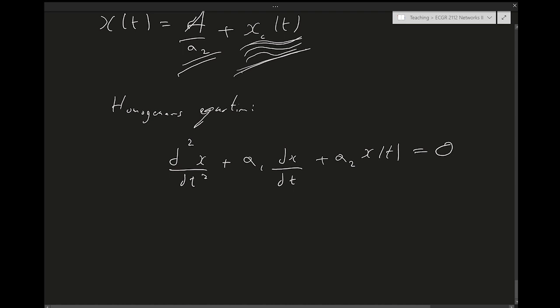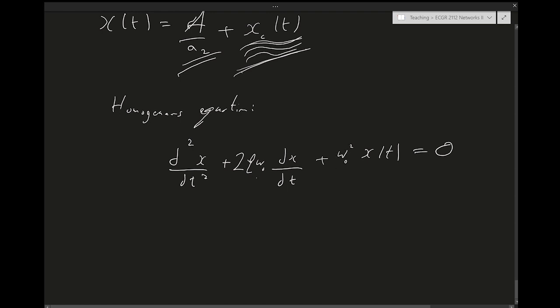From insight gained by this solution, people went back and said it will be insightful if we change those constants. Those are just constants. We can change them to anything that we want. Its usefulness will be apparent later, but instead of having two plain constants, define the constants this way: a1 is 2 zeta omega naught, and a2 is omega naught squared.